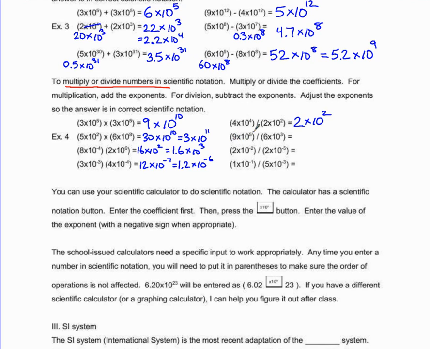So we have 9 times 10 to the fifth divided by 6 times 10 to the third. 9 divided by 6 is 1.5 times 10, and we are doing 5 minus 3, so we have 1.5 times 10 to the second power.